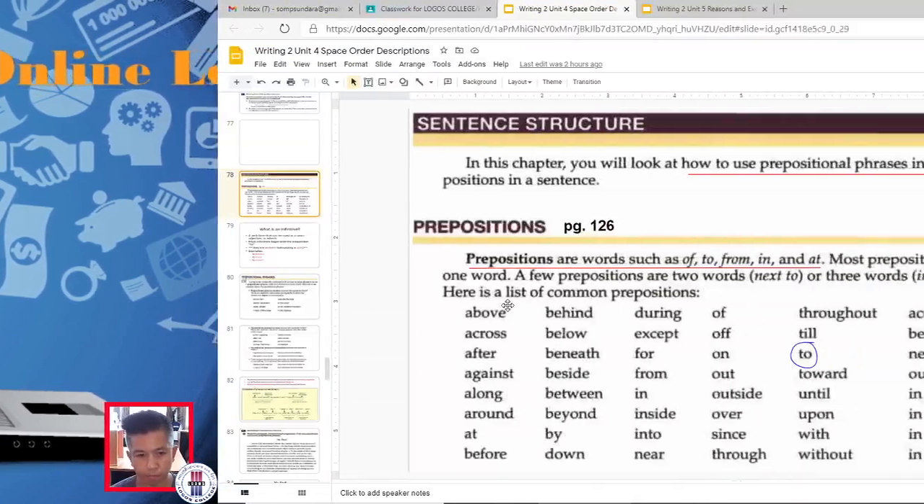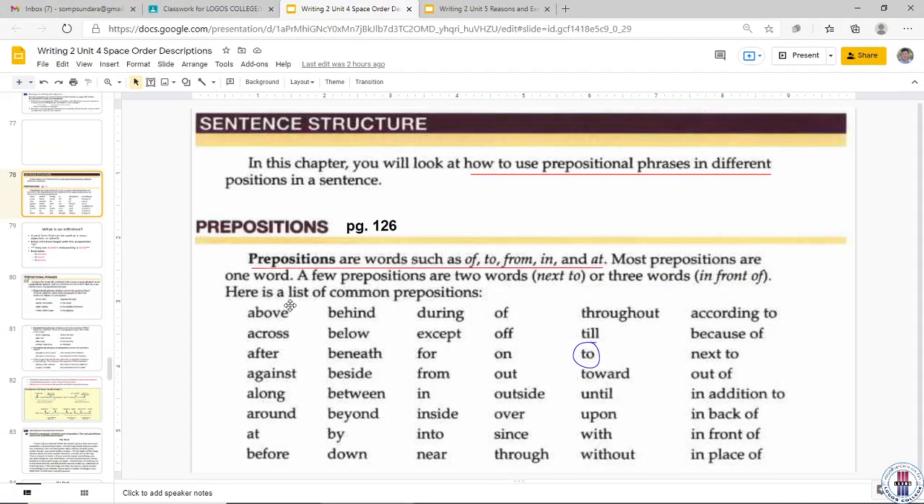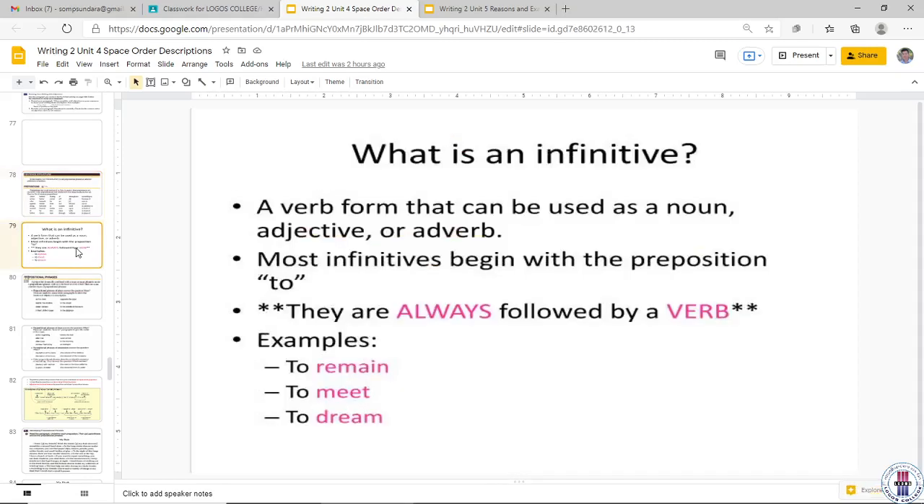If you want to open your book to page 126, oops, sorry.